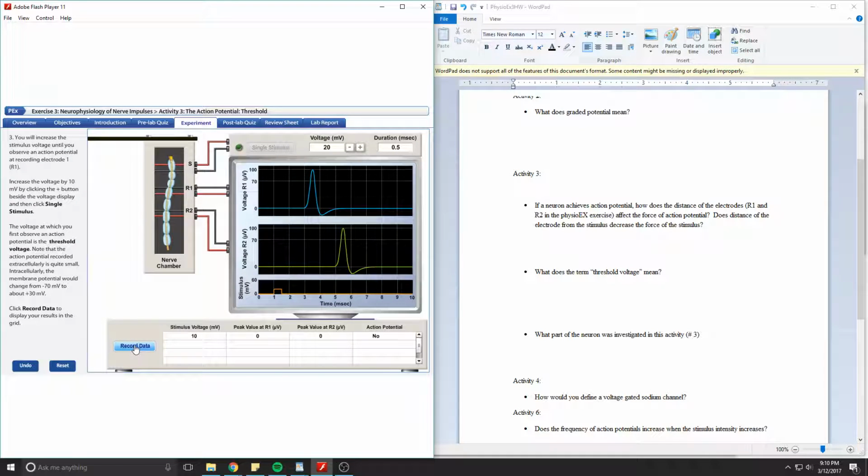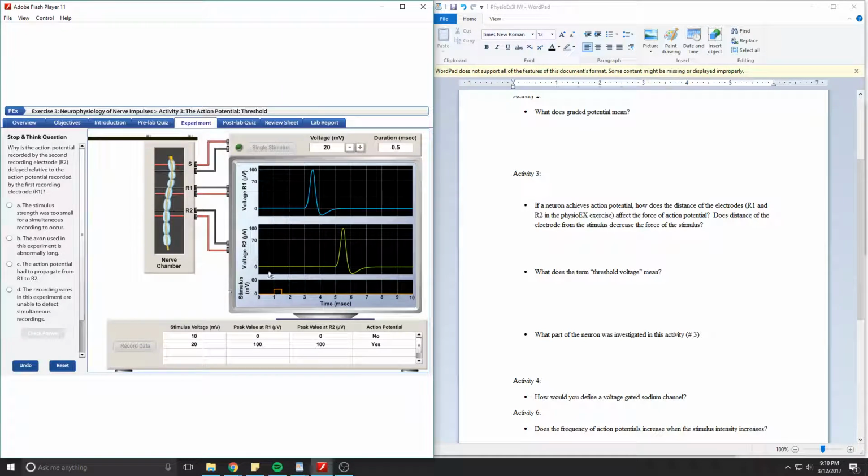Oh, there it goes. Alright. Why is the action potential recorded by the second recording? Let's see here. I'm assuming S is the electrode, and this is the first, and this is the second. Yes, this is R2. Oh, so it's showing the delay. Okay, I see. Because it's getting sent down, and this is the amount of time. So it hits here, which is right there, and then when it gets here, it's showing right there. So it's delayed relative to the action potential.